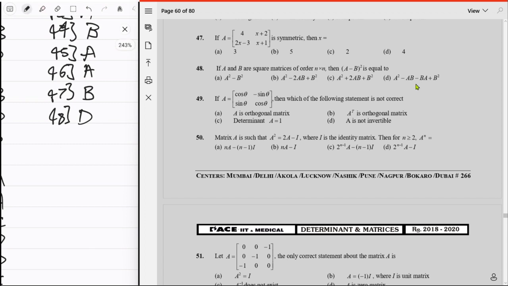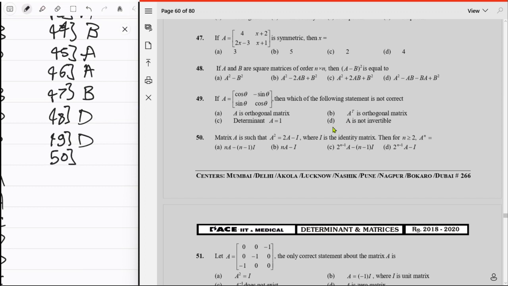Because commutativity is not there. So yeah. 49. Once again, rotational matrix. The following is not correct. It's an orthogonal matrix. Yes, it is. Determinant of A equal to 1. Yes, it's an orthogonal matrix as well. Yeah, it is. A is not invertible. It is invertible. What are you talking about? Oh, okay. Then D is not correct. Right.